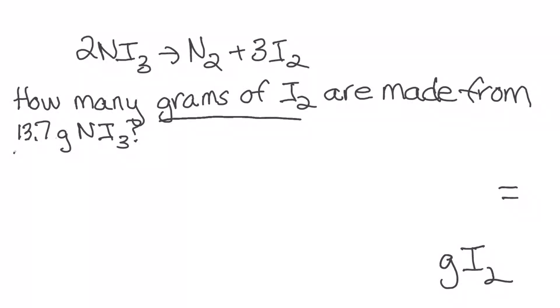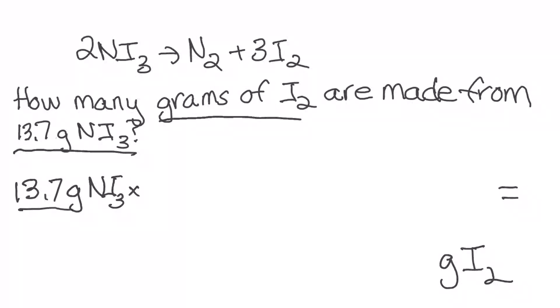What did I start with? I started with 13.7 grams of nitrogen triiodide. So now I have to get rid of grams of nitrogen triiodide and get grams of iodine. So how do I do that? Well, the first thing I have to do, I'm going to put this over the number 1, is cancel out grams of nitrogen triiodide. So we just went through things I could look up. I could use the periodic table, I could use the balanced equation, I could use Avogadro's number.